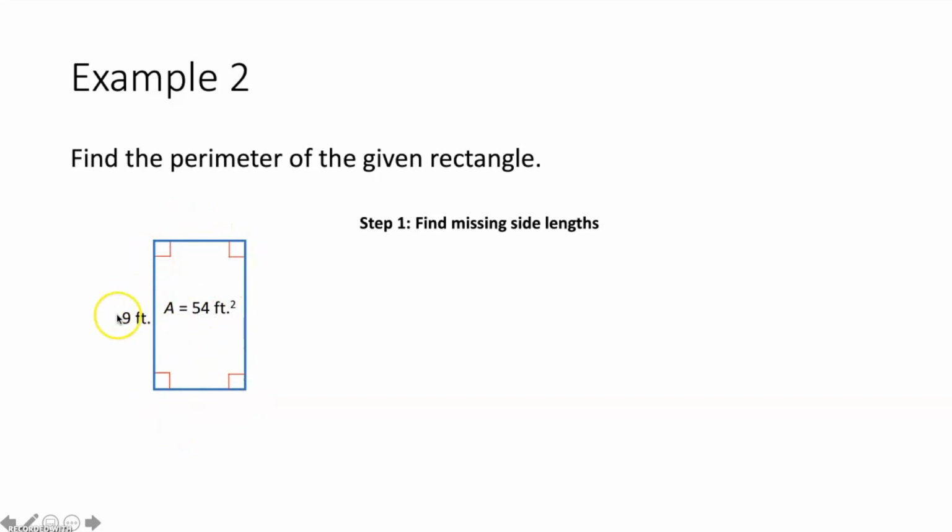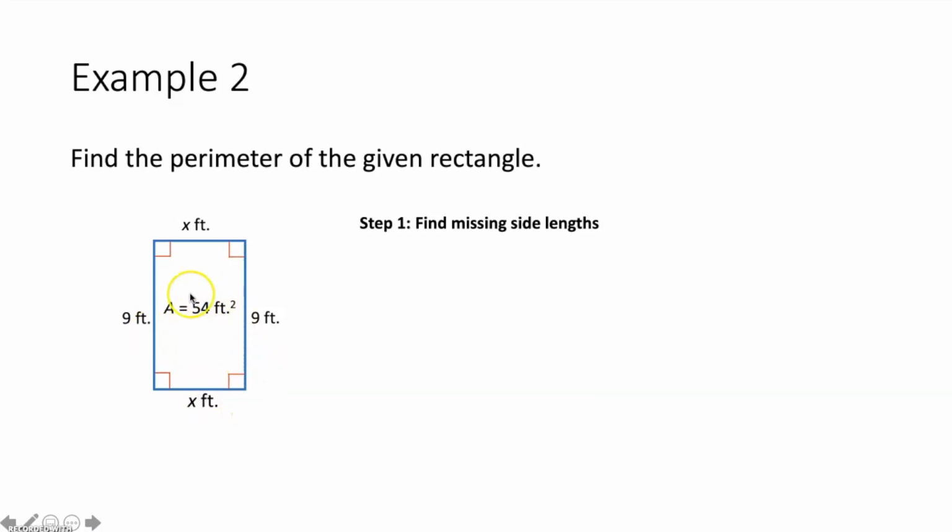So if this side length over here is 9 feet, that means the side length opposite that would also be 9 feet. Now we don't know either of these opposite side lengths, so we need to give them a variable. We'll call them x. Now to find our perimeter, all we have to do is figure out what these x's are. So how do we set up an equation in order to solve for x?